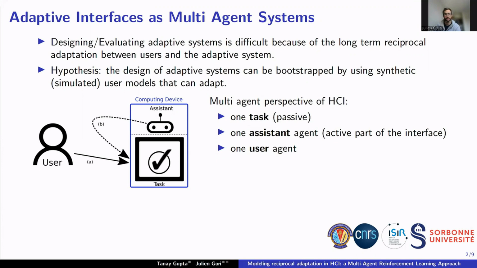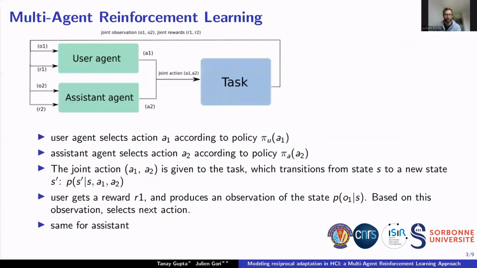In this work, we make the hypothesis that the design of adaptive systems can be bootstrapped by using synthetic user models that are able to adapt. We also view interaction from a multi-agent perspective, being formed by three components: a passive task, a user agent which interacts with the task, and an assistive agent which is capable of actions which affect the interface.